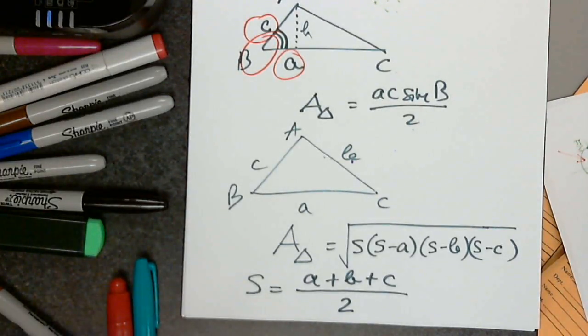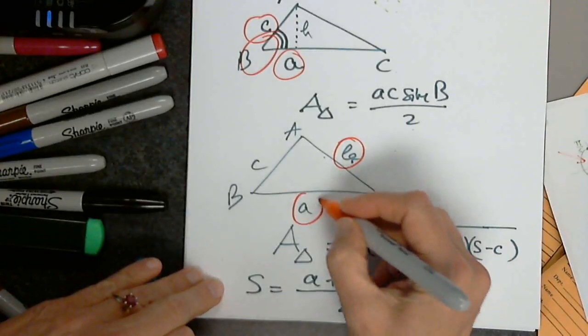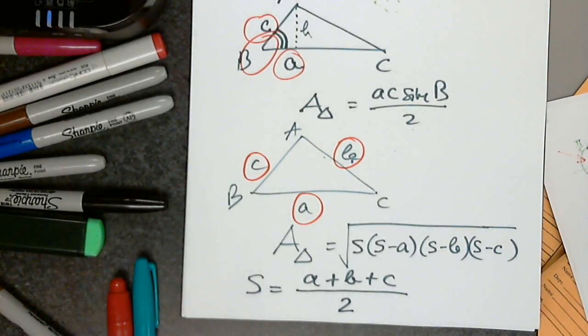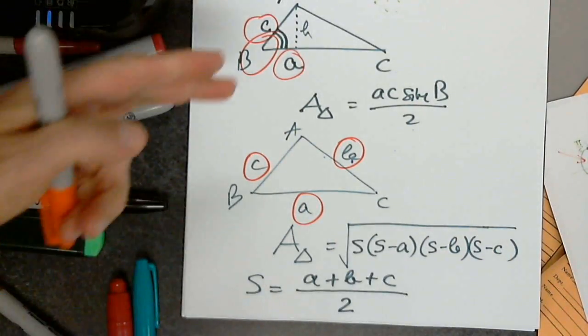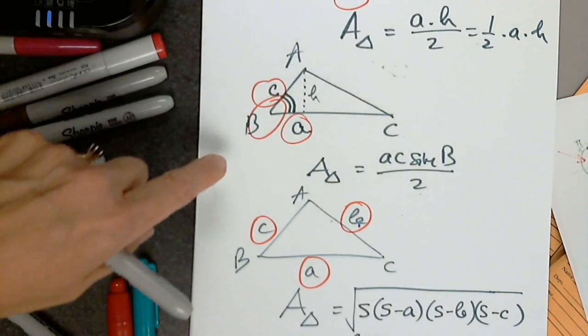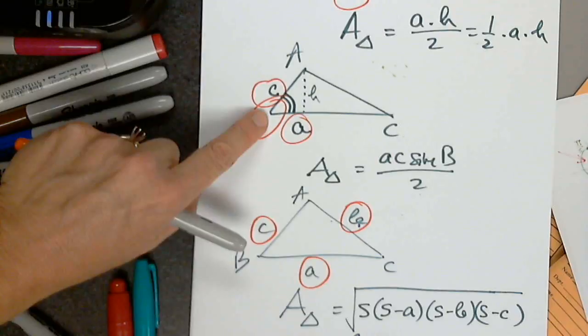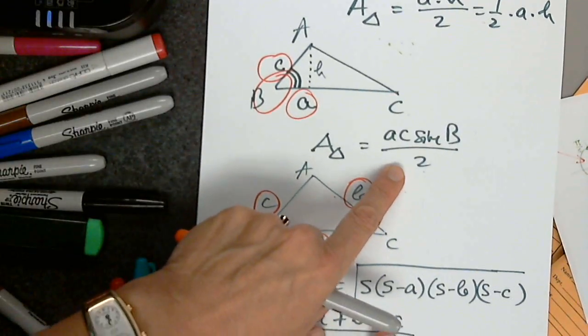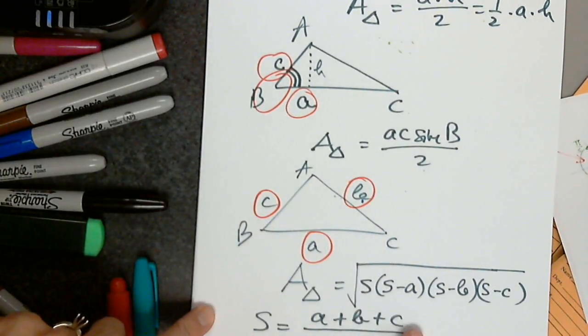So what has to be given in this situation? I have three possibilities. If I'm given the base and the height, we use the same formula we know for ages. If I'm given two sides and the angle in between, I can use this formula. And if I'm given all three sides, I can use this formula.